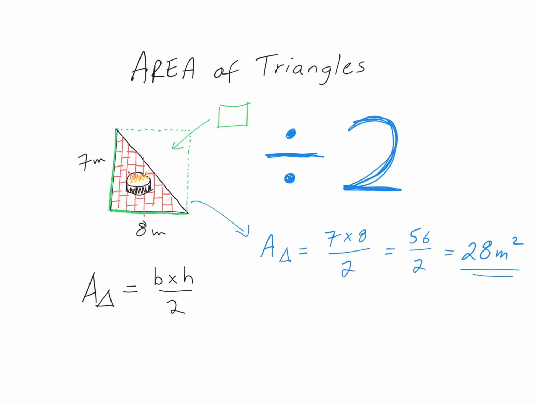Okay? So that's how you find the area of a triangle. It's the same as a rectangle with one extra step. Divide it by 2. Split it into 2, which I've shown here.